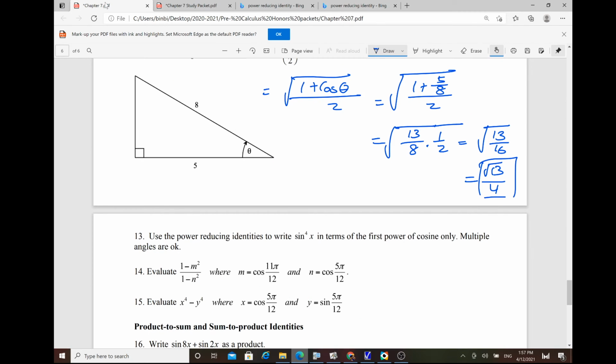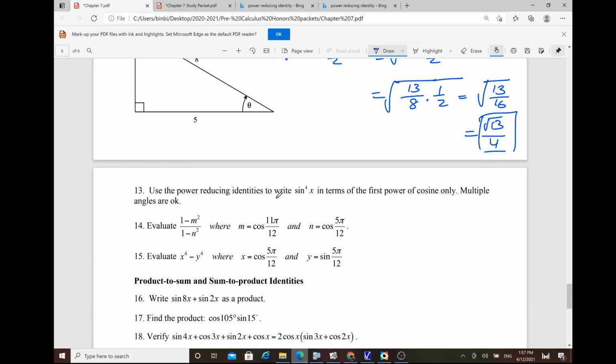Okay, going back. Use the power reducing identity to write sine of x to the 4th power. So this one can be written as sine square of x times sine square of x, or quantity squared. So basically this one is written as 1 minus cosine of 2x over 2, and then quantity squared. With the first power, okay, with the first power, so that means the other one.